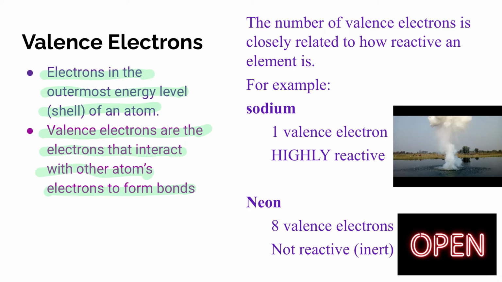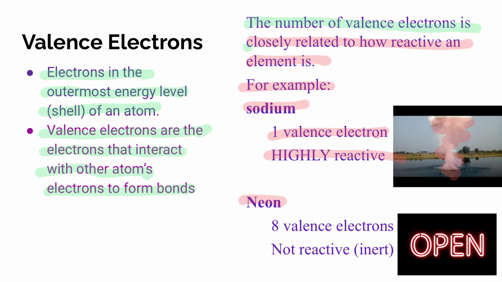So the number of valence electrons is closely related to how reactive an element is. For example, sodium. Sodium has 1 valence electron. It is so incredibly reactive that even a small amount can create this large explosion.